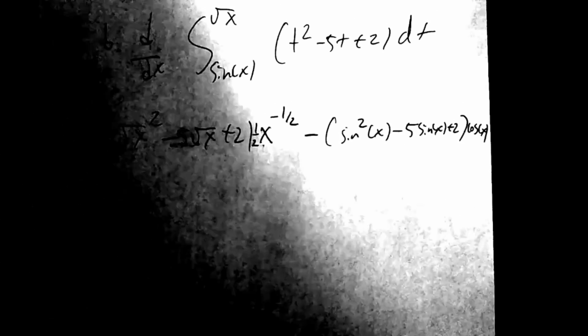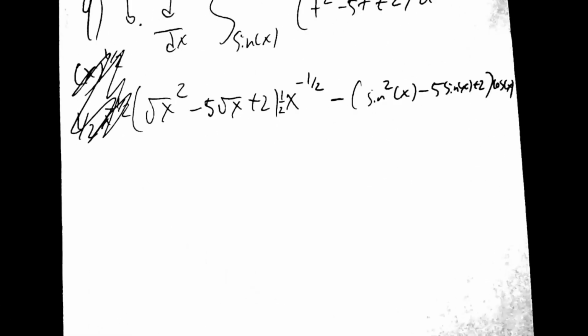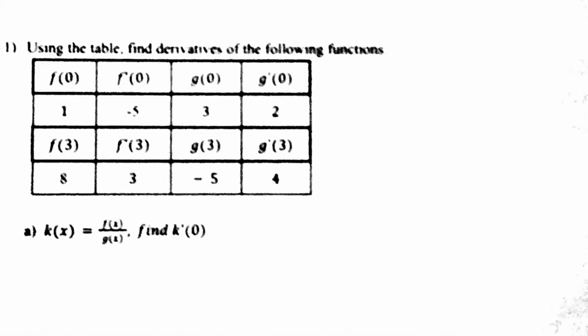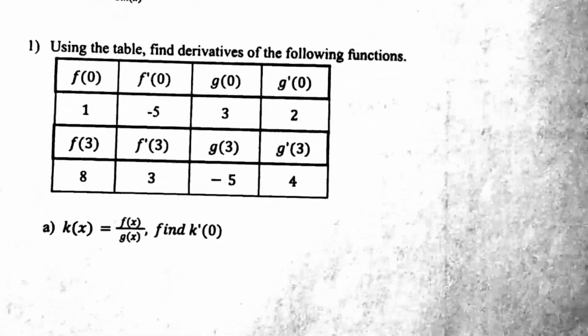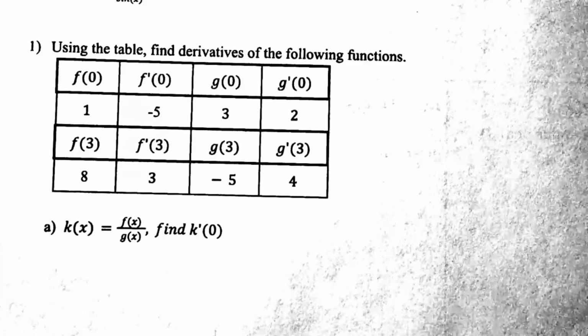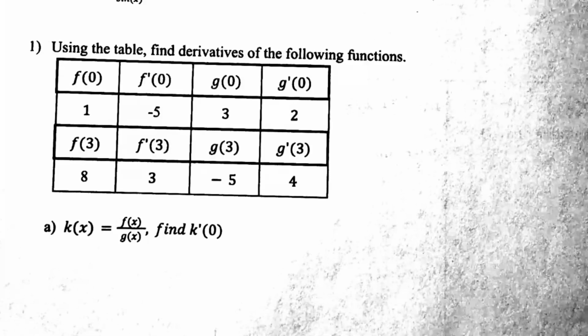Okay, moving on to some table and graph problems. So here we are. Using the table, find the derivatives of the following functions. So first one, k of x equals f of x over g of x. Find the derivative of k of 0.